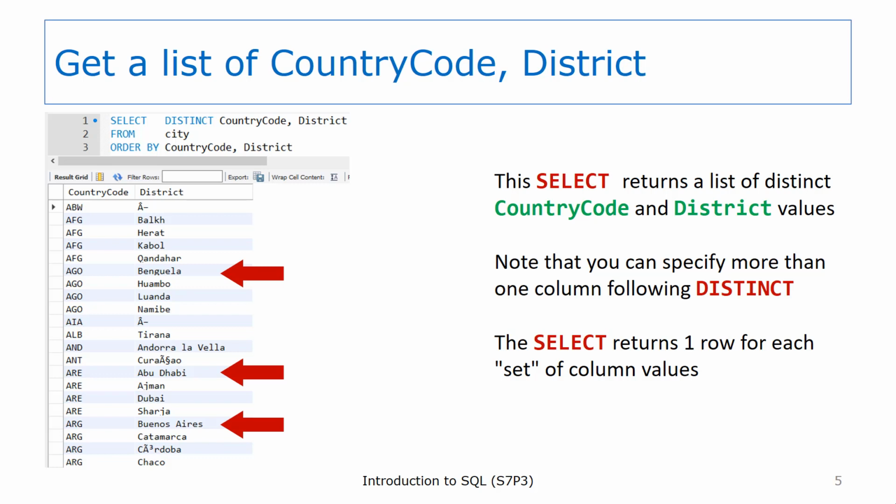If you were to remove the distinct keyword from this select and run this statement again, you would see that there would be sets of country code and district values where there are 2 or more rows that have the same country code and district. When you add the distinct keyword, as shown here, the sets are condensed, so you end up with only one occurrence for each set of column values.